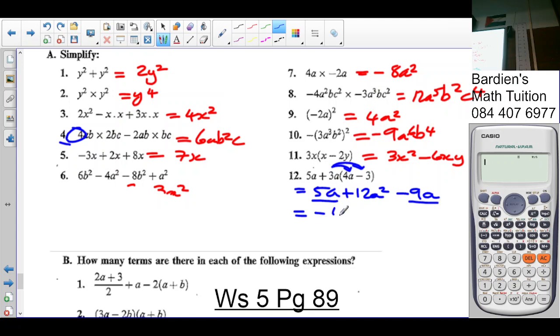Negative 4. Negative 4a plus 12a squared. Or if you write it in descending powers of a, it will be 12a squared minus 4. Okay. Is there any other problems with the second column? No?